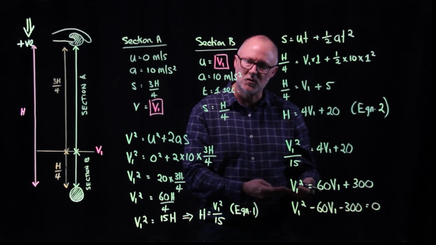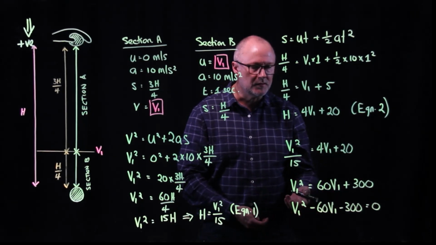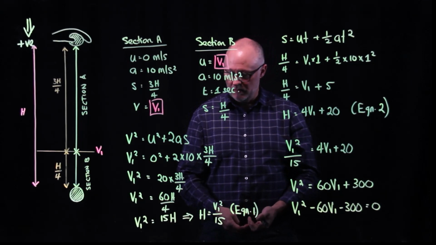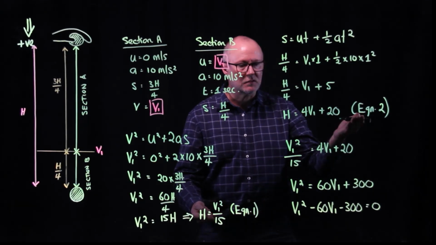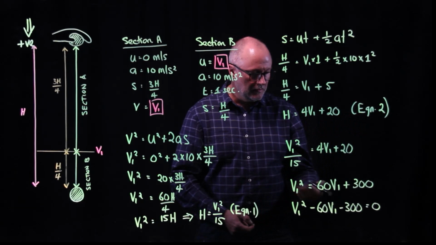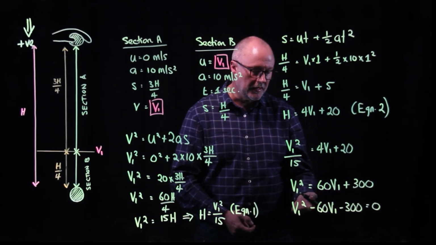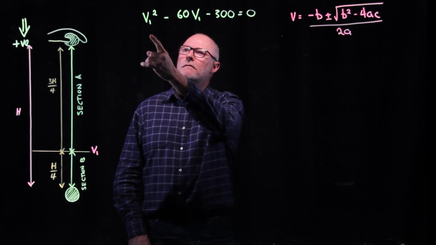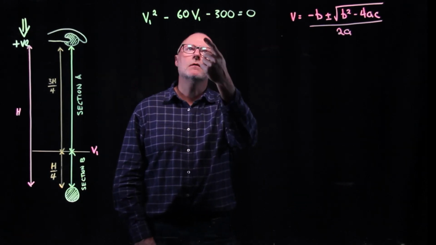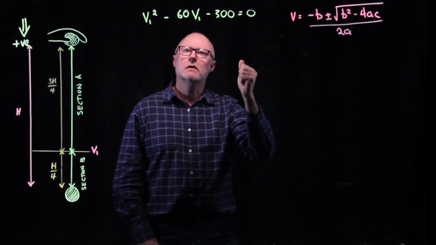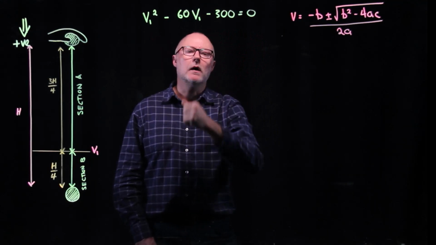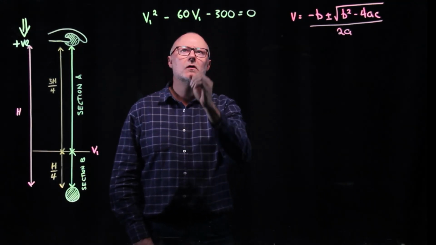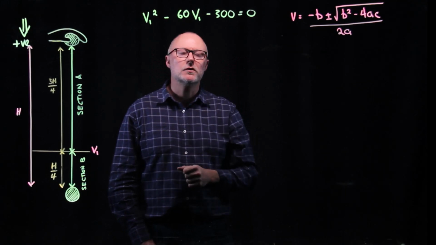We can now go ahead and solve this to find out what v1 is, and then substitute it back into this expression or this expression to find h. To do this, we'll have to approach this as a quadratic equation. So here's our quadratic equation: v1 squared take away 60v1, take away 300 equals 0. We want to calculate what v1 is. We've got a v1 squared term and a v1 term. This is a typical quadratic equation.